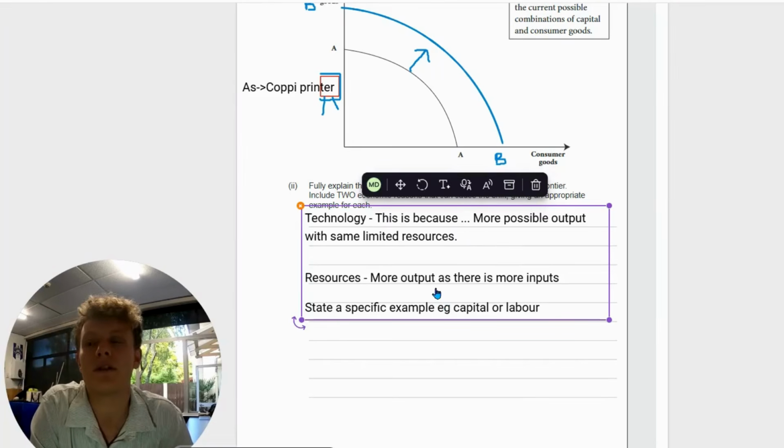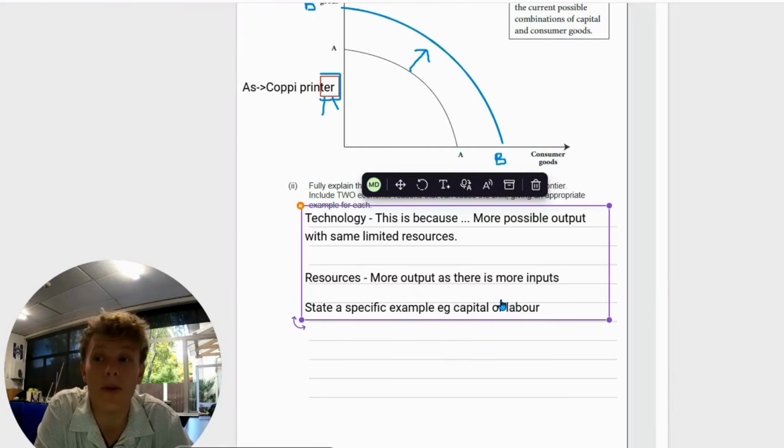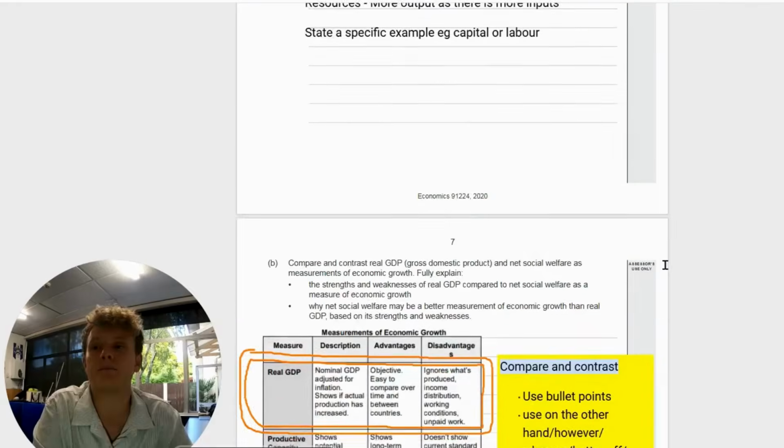And then resources is the second one. So more output as there's more inputs. So in this case, if we talk about labor again, we might say there's an increase in population. So there's literally just more people available to work, and therefore there's going to be more output.